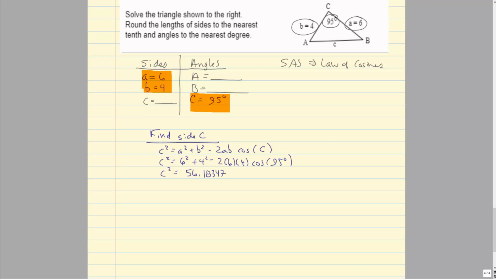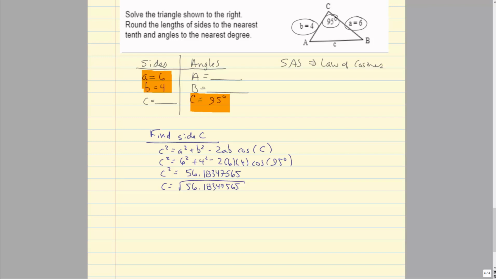56.18347565. Now something I want you to remember here: in order to solve for C, I need to take the square root of this. I don't want to round this to, let's say, 56 or 56.2. I want to keep all these values, because if I round, I'll introduce rounding error. So we'll figure out the square root of this.